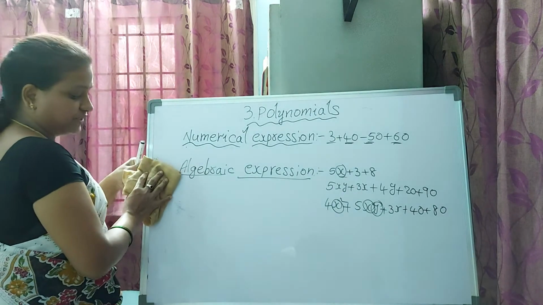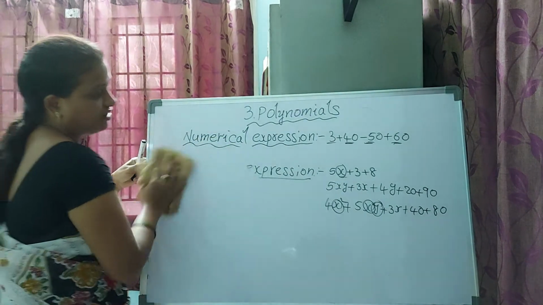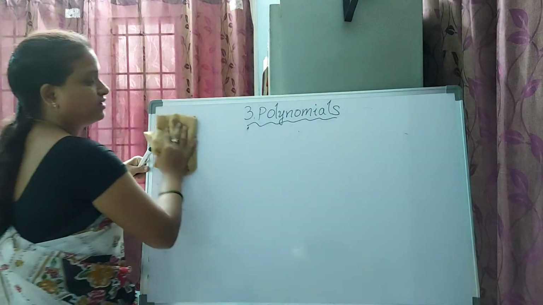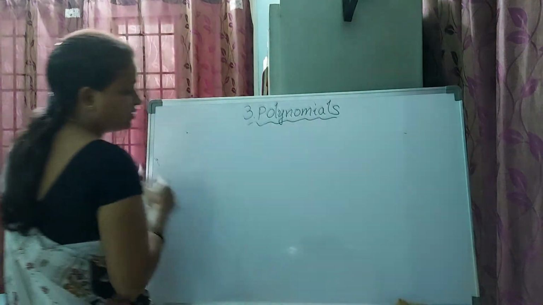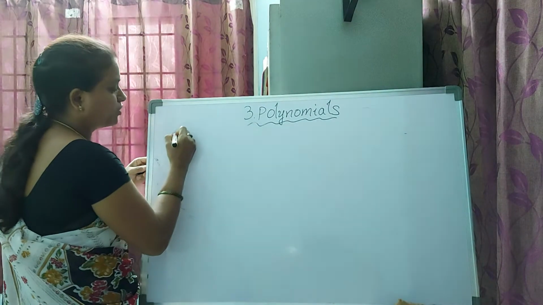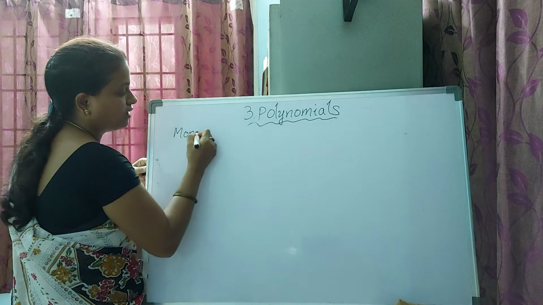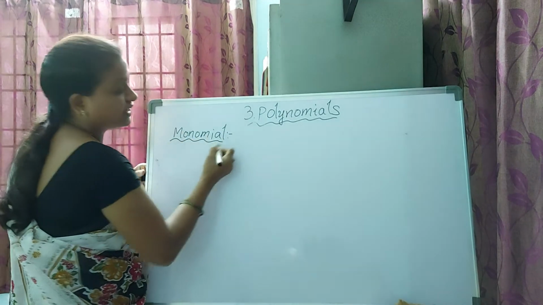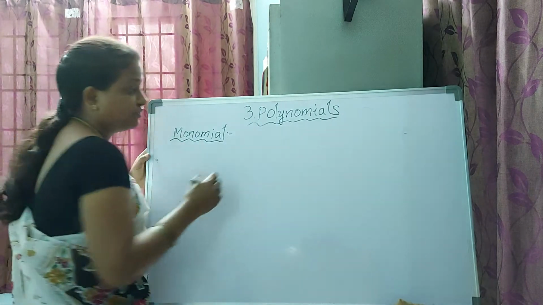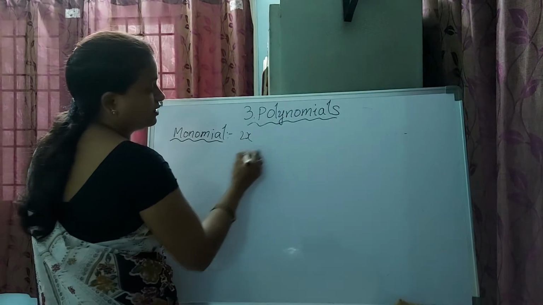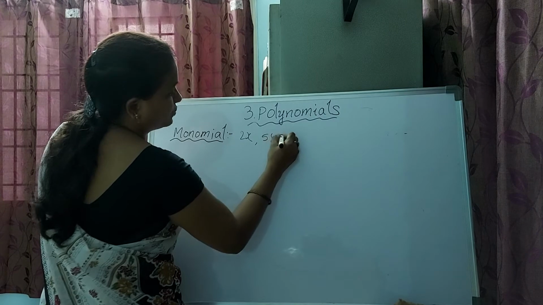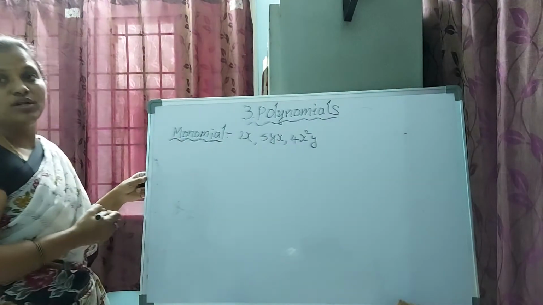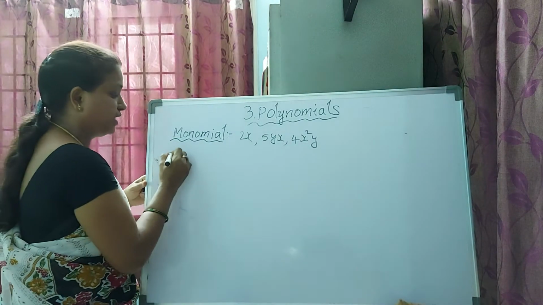In algebraic expressions, there are different types. Again, if an algebraic expression contains only one term, we call it a monomial. Monomial means only one term. If an algebraic expression contains only one term, that is called a monomial. 2x, 5xy or 4x square y. This is only one term. We call it a monomial.